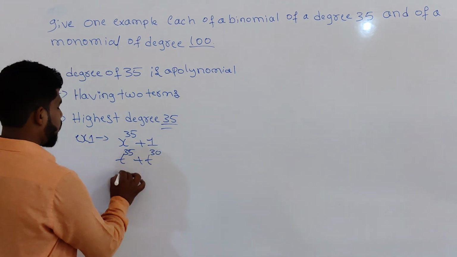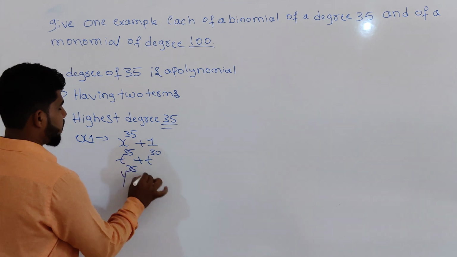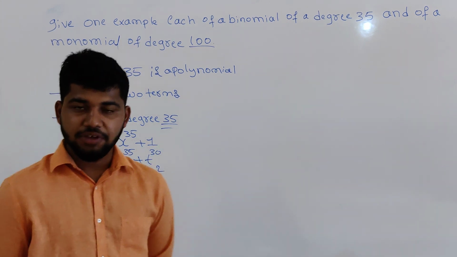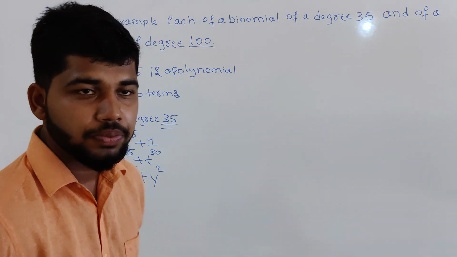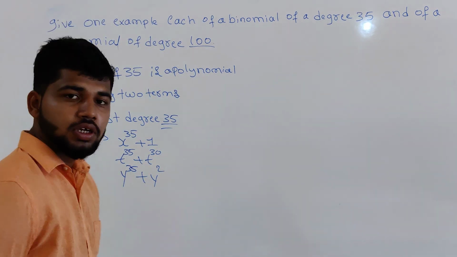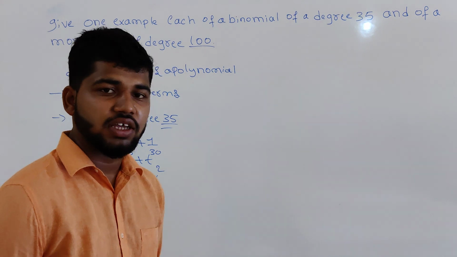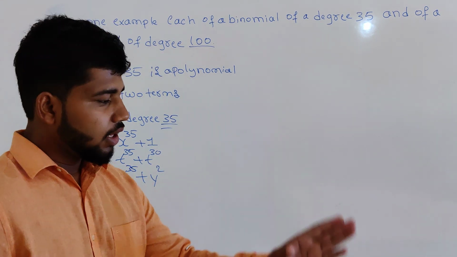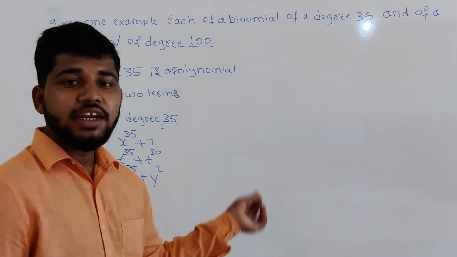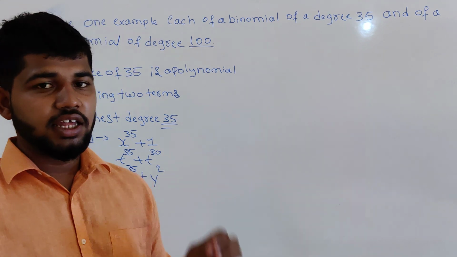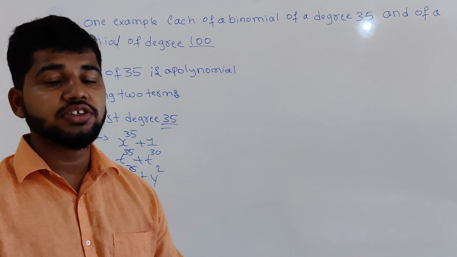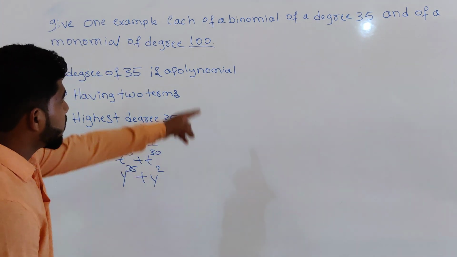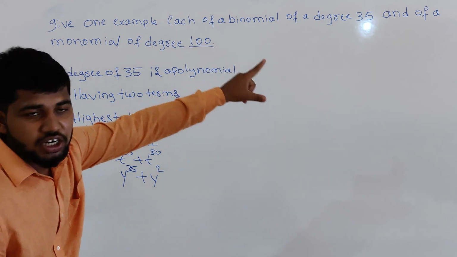Now y power 35 plus y power 2. Of the given two terms, which is the highest power? 35 is the highest power. The degree of the polynomial is 35 because 35 is greater than 2. That's why the degree is 35. Now we have completed the binomials of degree 35.